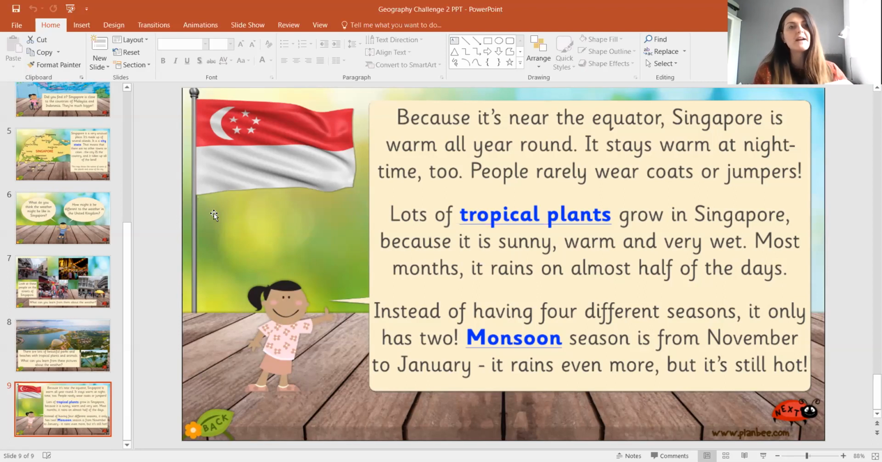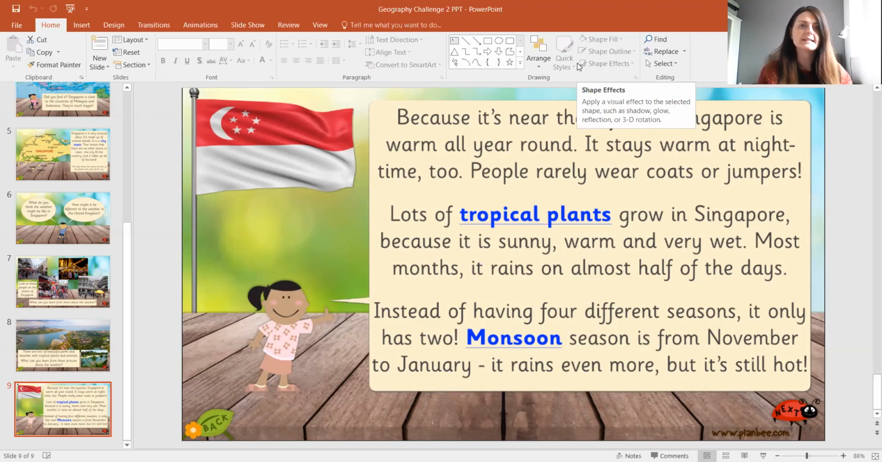So instead of having 4 seasons in Singapore, they only have 2 seasons. So we have spring, summer, autumn, winter. In Singapore, they only have 2 seasons because the weather doesn't change much, and the seasons are all about the weather changing. So they have the monsoon season, which is where there's lots and lots of wind and lots and lots of rain. And that's from November to January, where it rains even more than normal, but it still feels really, really hot as well. Okay, so that's some information about the weather, and that's the same in countries all around the equator. There's only 2 seasons, and it feels really hot, but also really wet there.